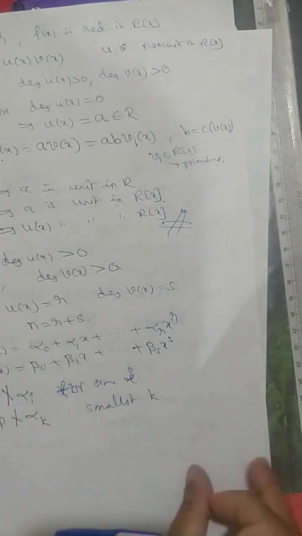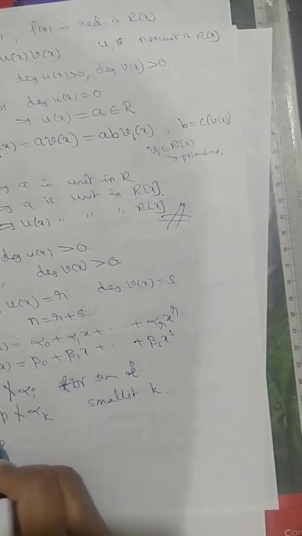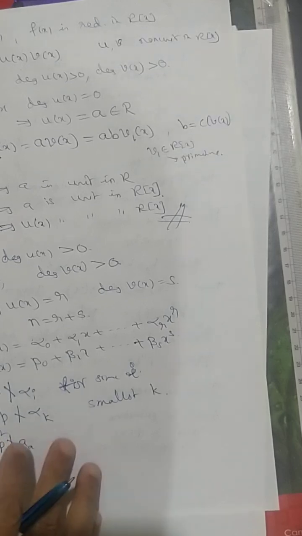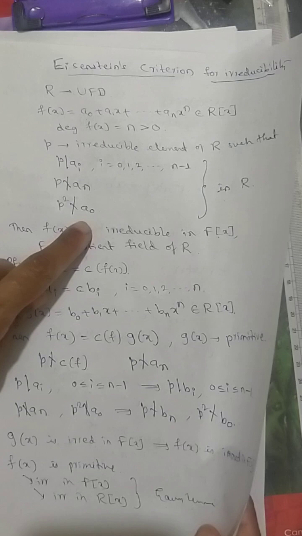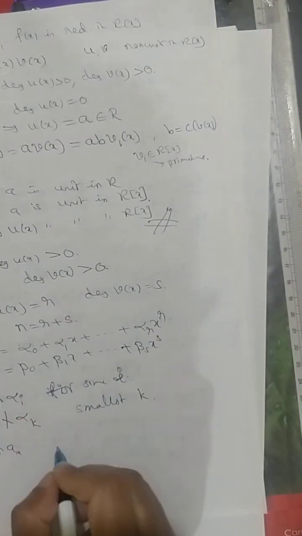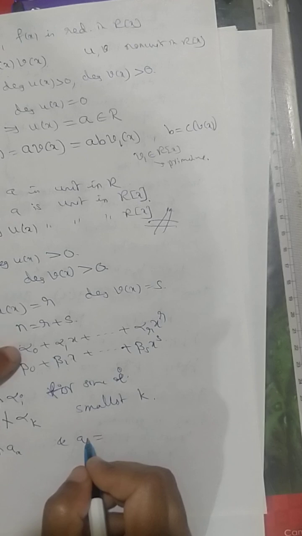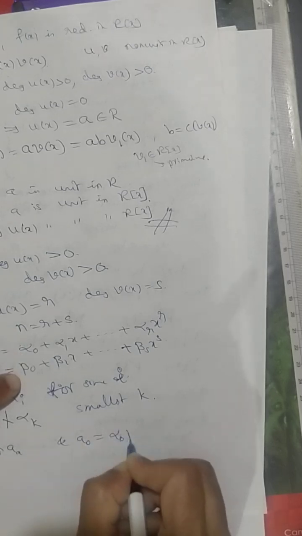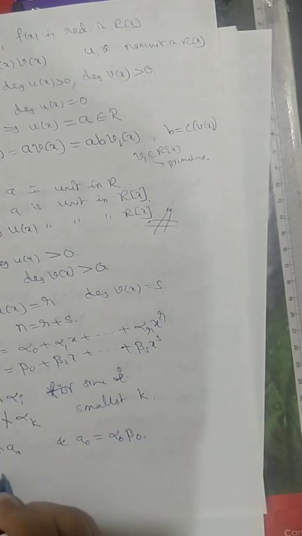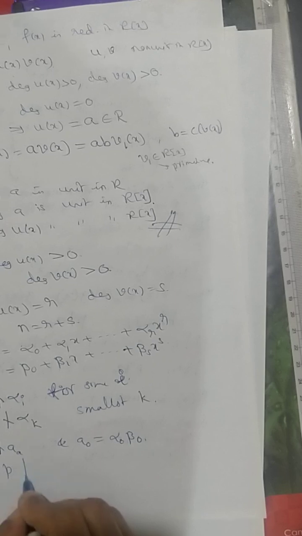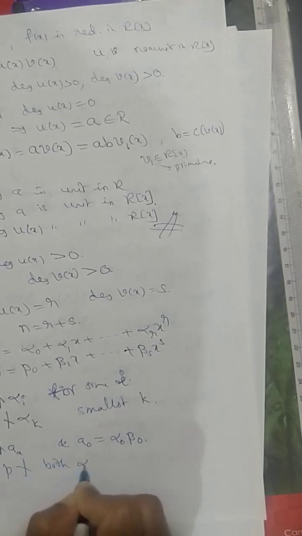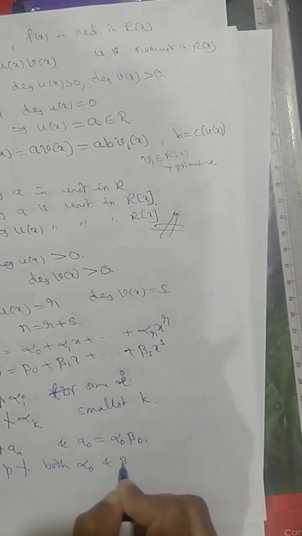Now, by hypothesis, what do we have? p square doesn't divide a_0. That is the hypothesis here. And what is a_0? a_0 is equal to u into v, so it will be alpha_0 into beta_0. So p cannot divide both alpha_0 and beta_0.